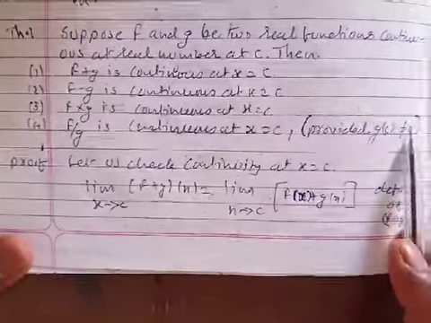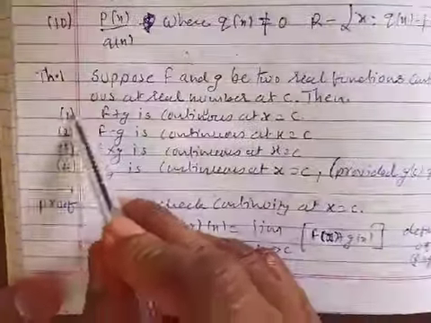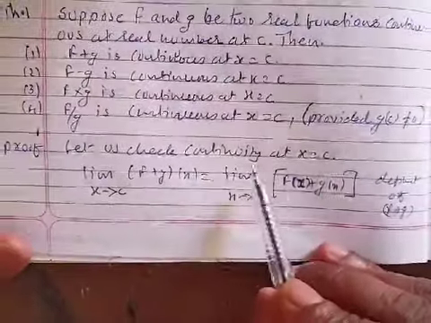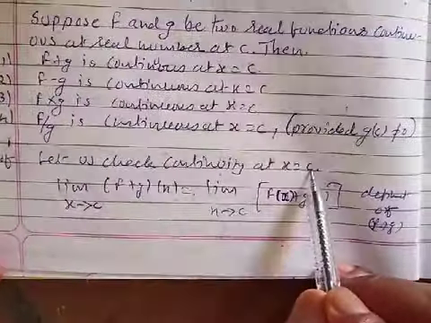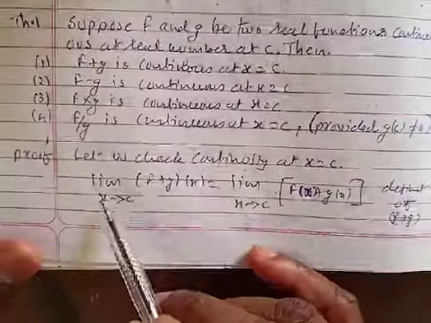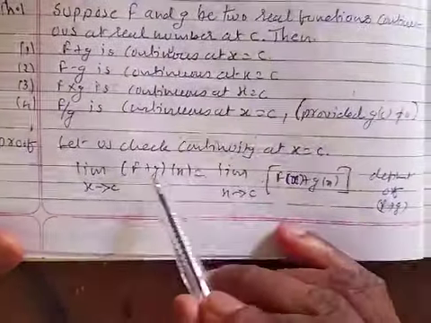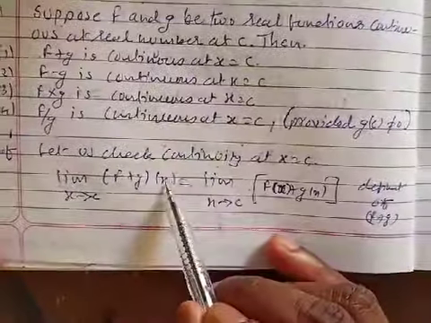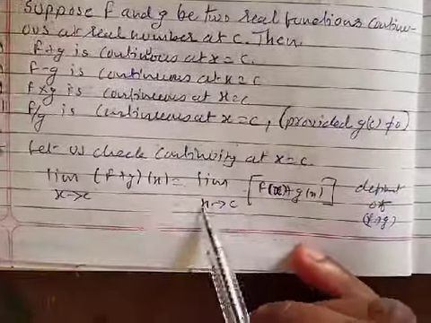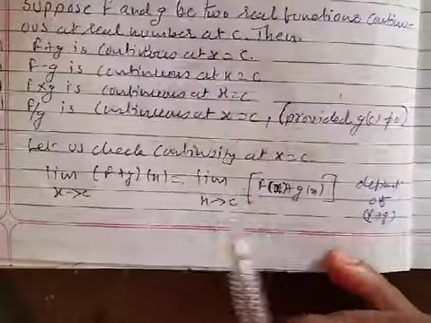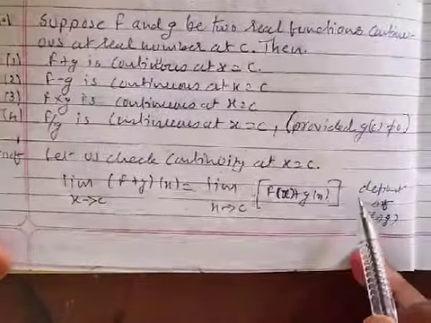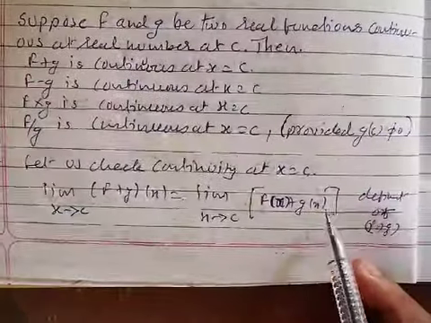Let's take one example of how to prove this. Let us check continuity at x equals c. So apply the limit x tends to c of (f plus g) of x, which is equal to, by the definition of f plus g, limit x tends to c of f of x plus g of x.